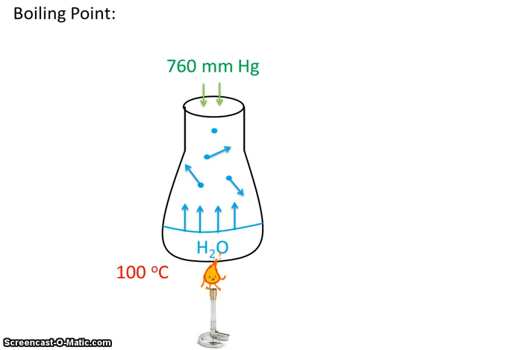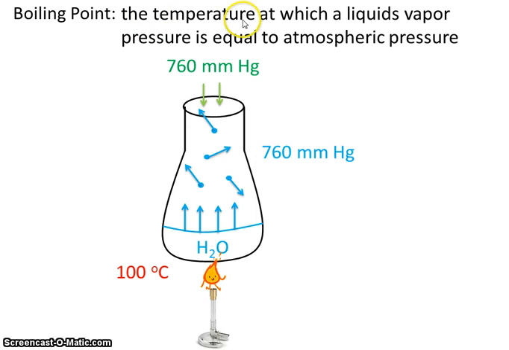Notice we're producing more water vapor molecules. More water vapor molecules, you might imagine, would increase the vapor pressure, and it certainly does. In fact, the more evaporation we get, the more the vapor pressure climbs. Once the pressure exerted by these gas molecules equals 760, well, now we have a situation where the vapor pressure is equal to atmospheric pressure. And when the vapor pressure equals atmospheric pressure, that's when boiling occurs. So the boiling point is the temperature at which a liquid's vapor pressure is equal to atmospheric pressure.